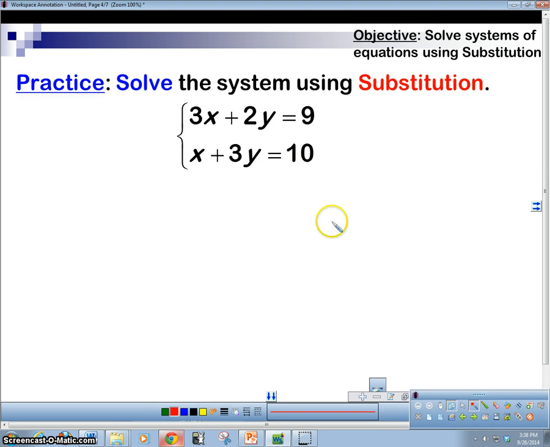More examples here, guys. Why don't you practice this one here? So I'm going to subtract 3y.